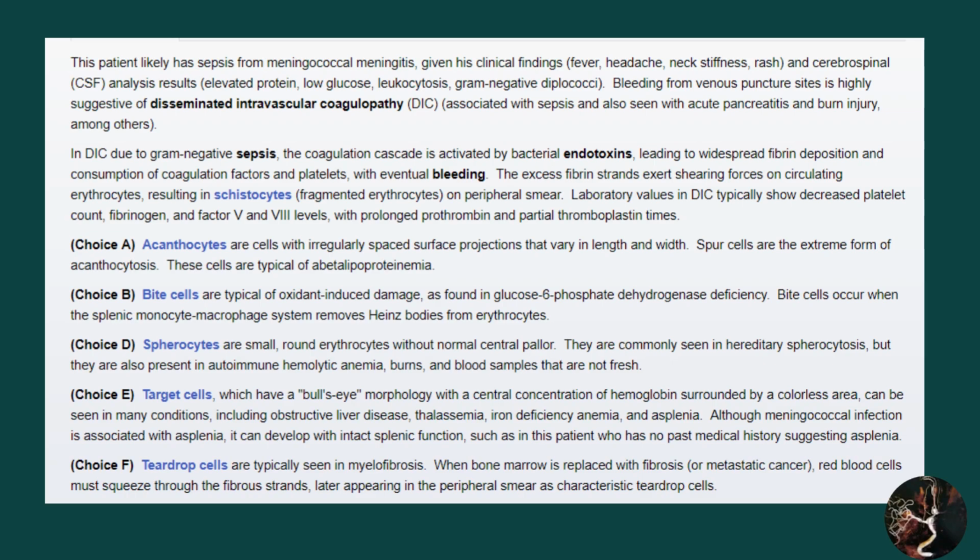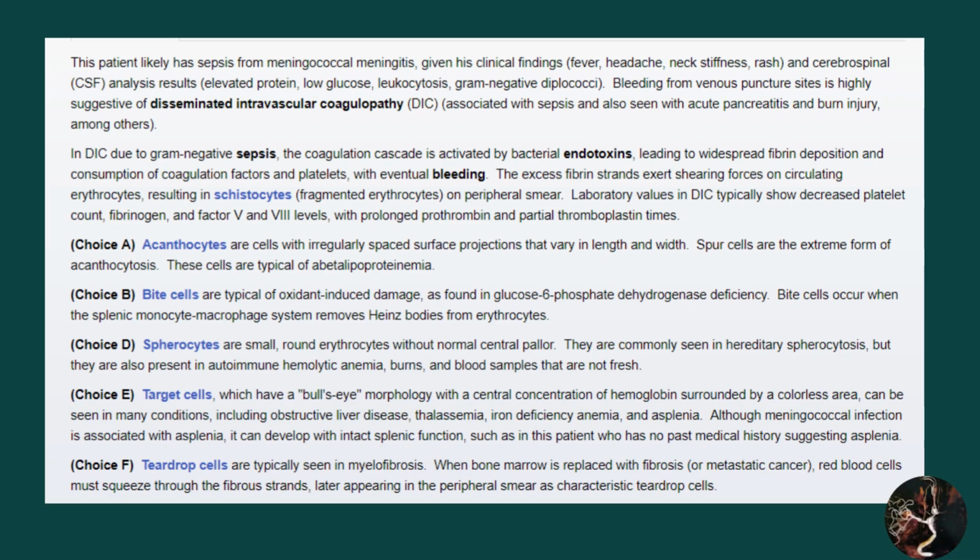Now let's read the vignette, the review stem basically. They have given you meningitis, then they told you about bleeding from venous puncture sites, then they told you some information about sepsis, and then they told you why the other options were wrong. The exact process that we worked out, right? And what are the points that you need to write from this vignette?